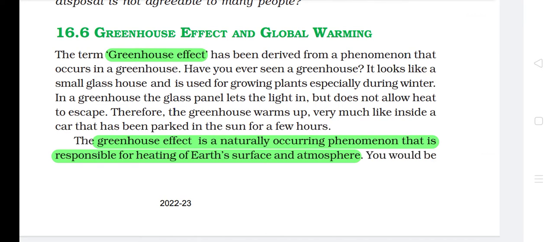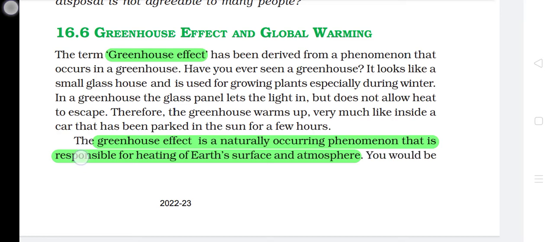16.6 Greenhouse Effect and Global Warming. The term greenhouse effect has been derived from a phenomenon that occurs in a greenhouse. Have you ever seen a greenhouse? It looks like a small glass house and is used for growing plants, especially during winter. In a greenhouse, the glass panel lets the light in but does not allow heat to escape. Therefore, the greenhouse warms up, very much like inside a car that has been parked in the sun for a few hours.